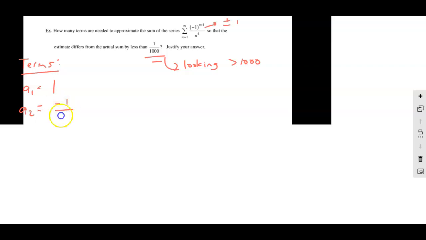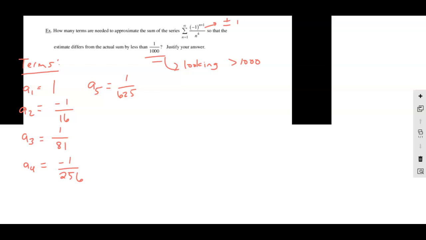2 to the 4th power is 16. Then if I were to take the third one, it's going to be positive. 3 to the 4th power is 81. Then if I were to look at the 4th term, 4 to the 4th power, it's going to be negative 256. And then I could look at the 5th term, which is going to be a positive, and then 5 to the 4th power is 625.